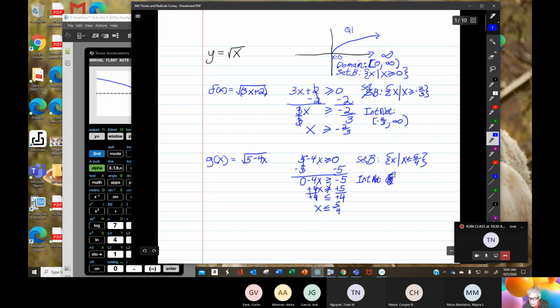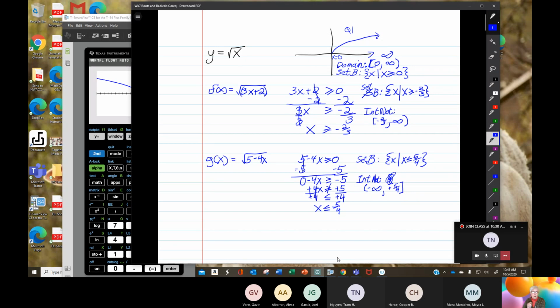No, that's not interval notation. This is interval notation. If we're talking about x can be any number to the left of positive 5/4, then it's going to go from negative infinity up to positive 5/4, and it's allowed to actually equal positive 5/4. So there you go.